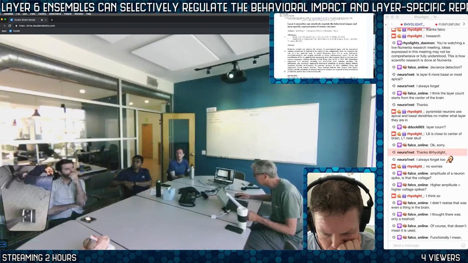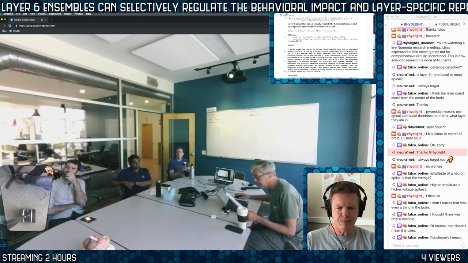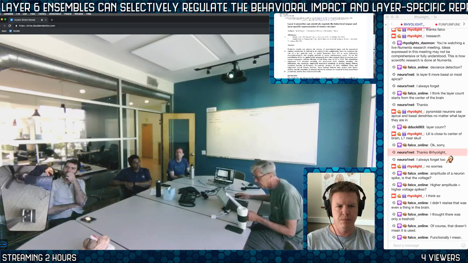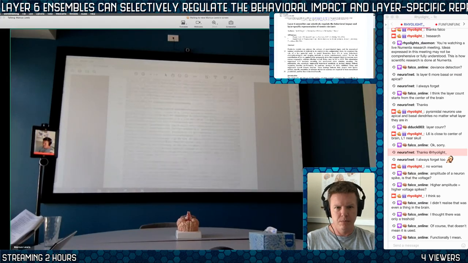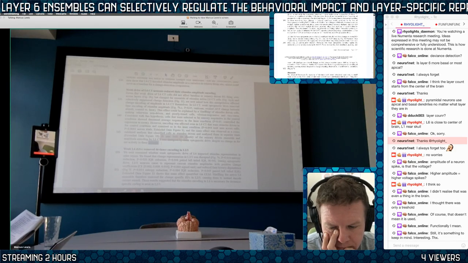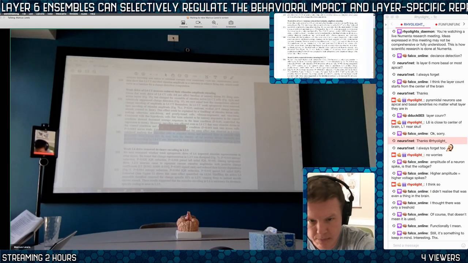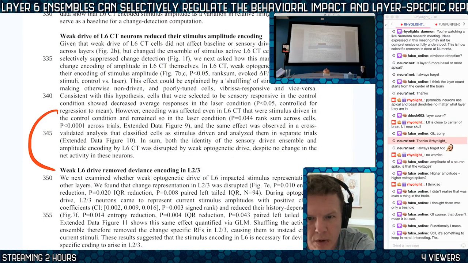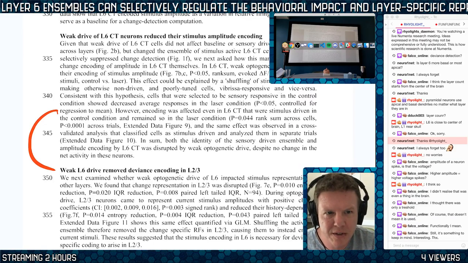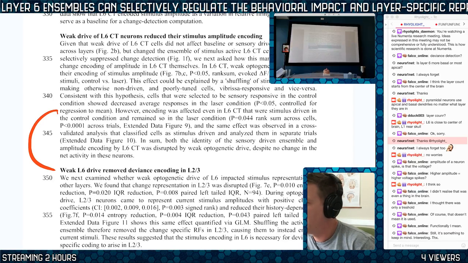So now we're doing the same thing for layer six cells. They're saying a weak, what do they put in here again? I have all this stuff highlighted. Let's go down to the sum again. In sum, both the identity of the sensory driven ensemble and the amplitude encoding by layer six corticothalamic cells, by the way, was disrupted by weak optogenetic drive, despite no change in the net activity of the neurons. I'm trying to remember what this means now. That's just a hard paper to parse. The identity of the sensory-driven ensemble.